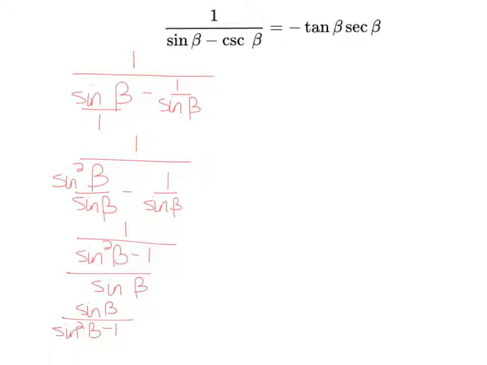At this point, we still don't look anything like what we're getting to, but let's see what happens. Okay, so here's what I noticed. Sine beta in the numerator, not a whole lot I can do with that, okay? Sine squared beta minus 1. This looks like the Pythagorean identity, where sine squared plus cosine squared equals 1. And we know that cosine squared is 1 minus sine squared. But this is sine squared minus 1.